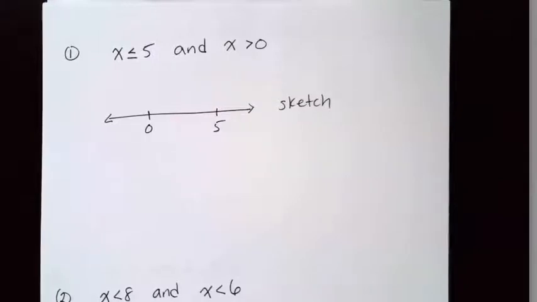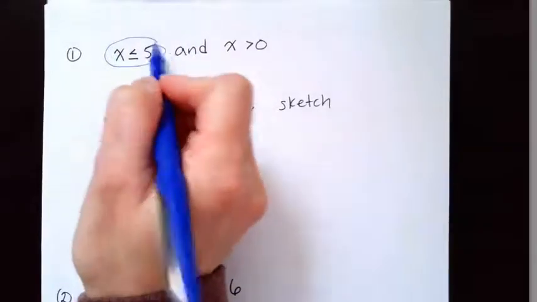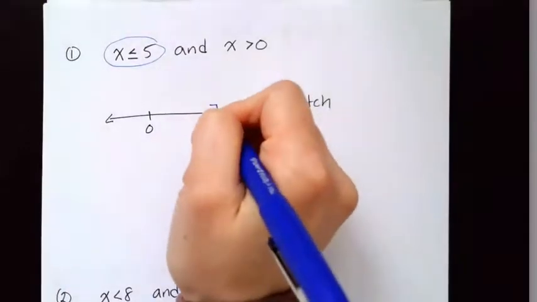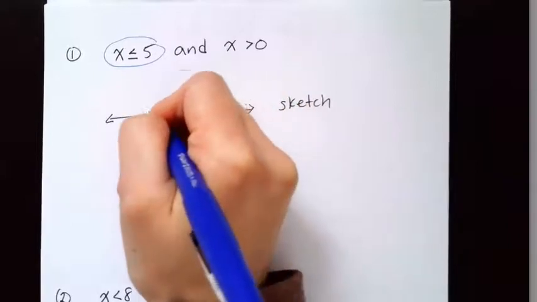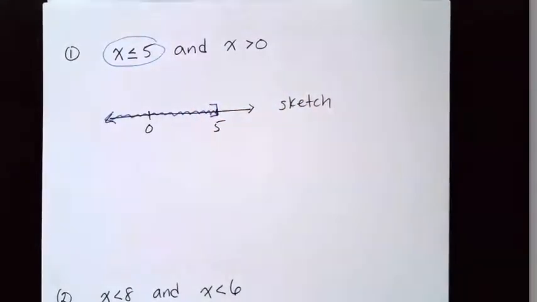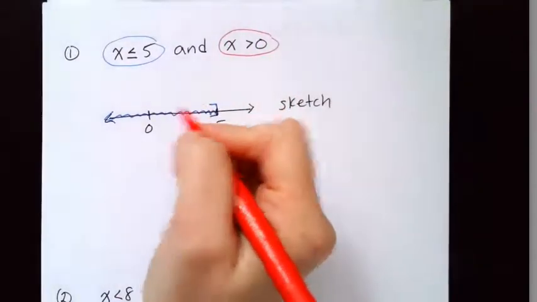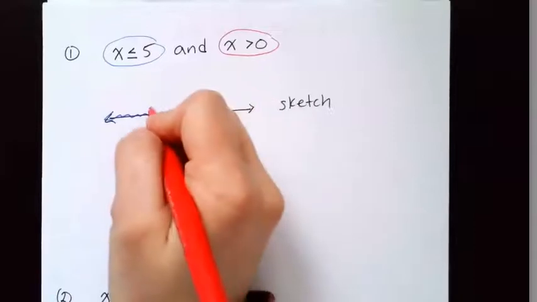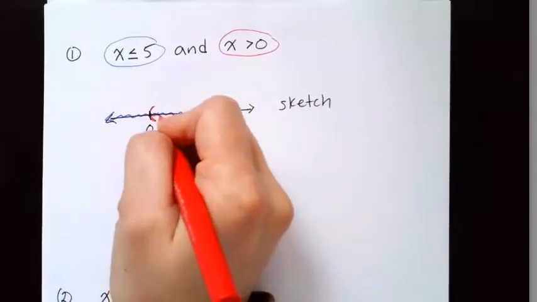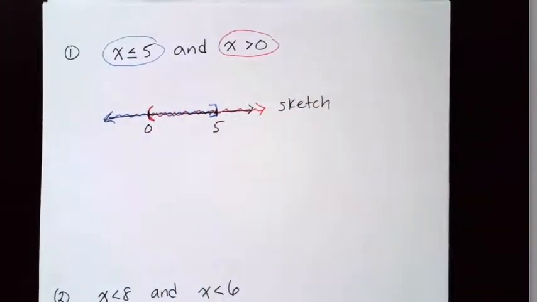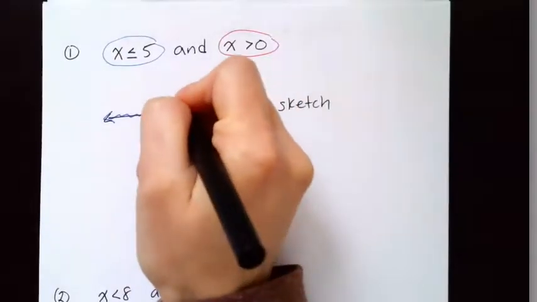For x is less than or equal to 5, I'm going to shade this one in blue. X is less than but equal to 5, so a bracket, and I'm shading to the left. Next, I'll graph x is greater than 0, and I'm going to graph that in red. So greater than, not equal to, so I have a parenthesis at 0, and then I'm shading to the right. Now I only want the overlap. The overlap is the and.